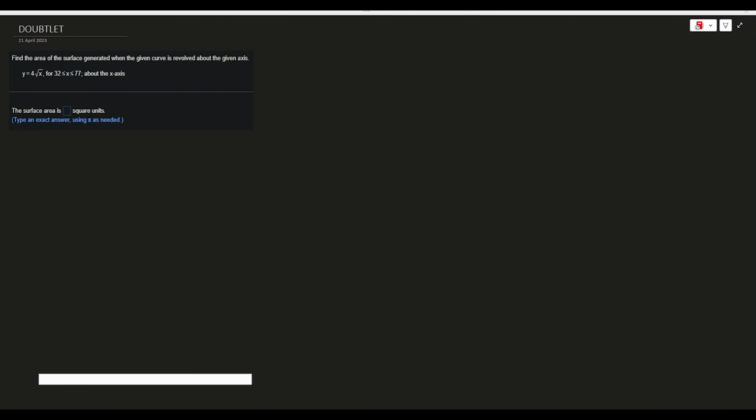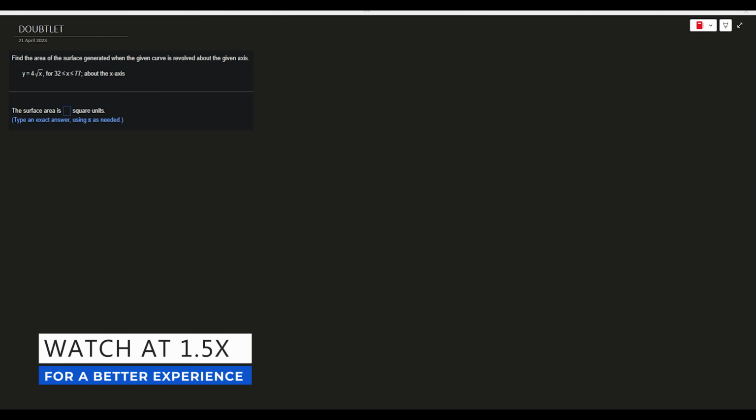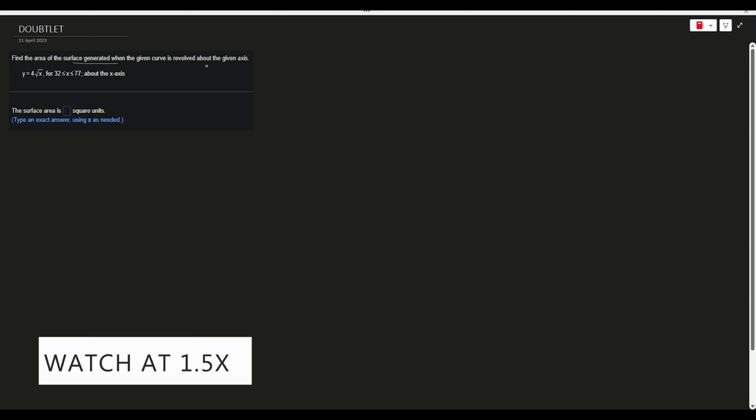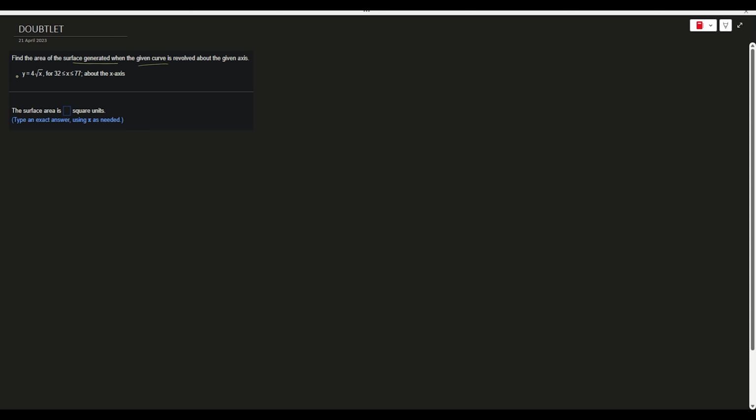Hello guys, so in this video we are gonna find the area of the surface generated by the given curve, that is y is equal to 4 under root x, for the region 32 less than or equal to x less than or equal to 77, about the x axis. So we have to find the surface area in square units.